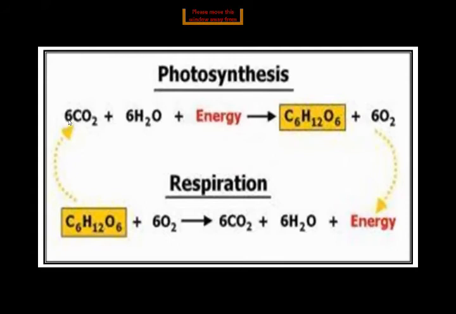So there are six molecules of carbon dioxide and six molecules of water in the presence of sunlight, and the area is the chloroplast. In this area, the photosynthesis process will be done and it will give two components. First one is glucose. The formula of glucose is C6H12O6, and it also gives oxygen at the end of the reaction of photosynthesis.